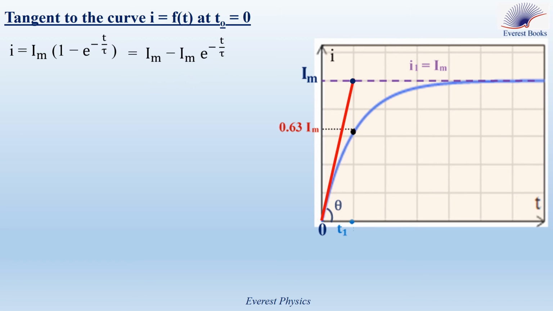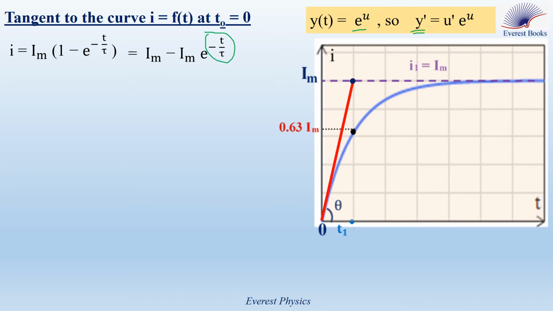Now we have the expression of the current in the growth process. Expand the expression. This is going to be Im minus Im times e to the power minus t over tau. Now we want to differentiate this expression with respect to time. Remember, if you have a function y of t which is equal to e to the power u, then the derivative of y with respect to time is equal to u prime times e to the power u. So here, this is u.